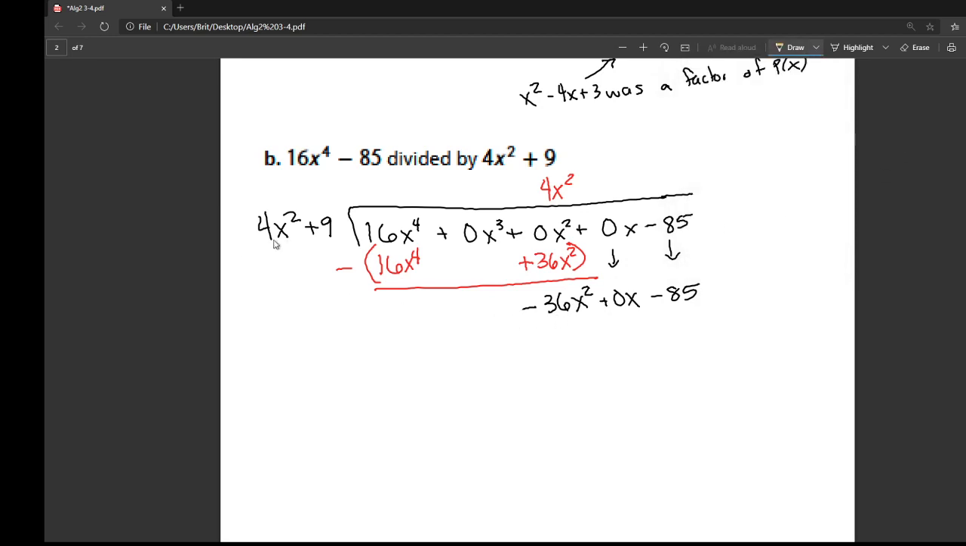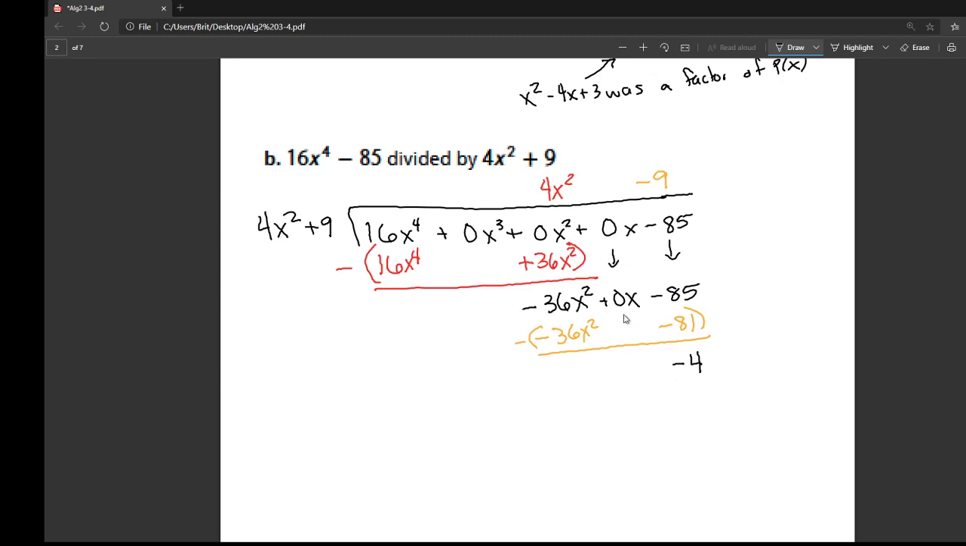So now here we go. So to go from 4x squared to negative 36x squared, I need a negative 9. So negative 9 times 4 gives me a negative 36x squared here. And then negative 9 times 9 gives me a negative 81. And then I'm going to subtract them. So here this cancels. And then negative 85 minus negative 81 gives me a negative 4.